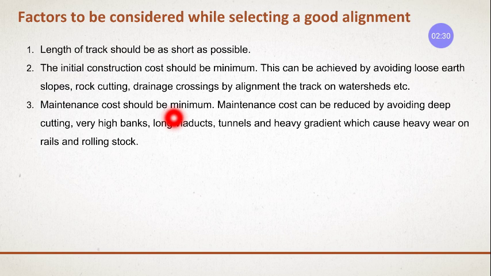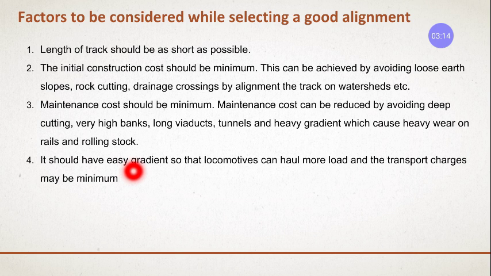Maintenance cost should be minimum. It says initial cost should be minimum, and maintenance cost should also be minimum. Maintenance cost can be reduced by avoiding deep cuttings, high banks, long viaducts, and heavy gradients, which cause heavy wear of the rails and rolling stock. What is rolling stock? The compartments, the wagons, and the engine, all the components of the train together, are called rolling stock, which will move. Rolling means which will move.